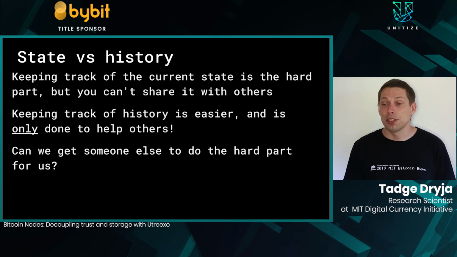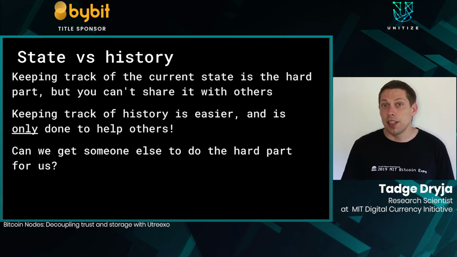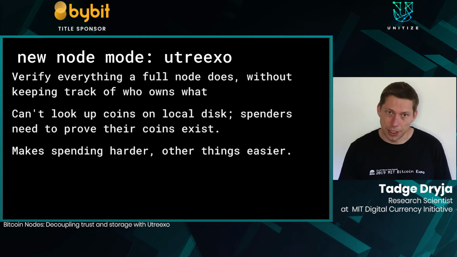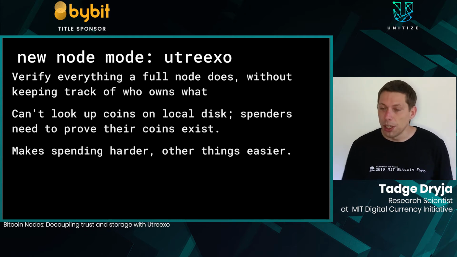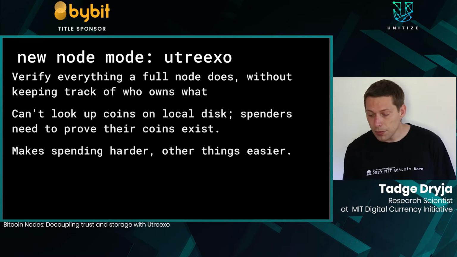So pruned nodes have been common for many years, where you play through the history and then delete it. Can we do the same thing with the state somehow? So the answer is yes. There's a new node type that I'm working on called Utreexo. I would call it a full node. It fully verifies, but it does not contain the full state of the system.